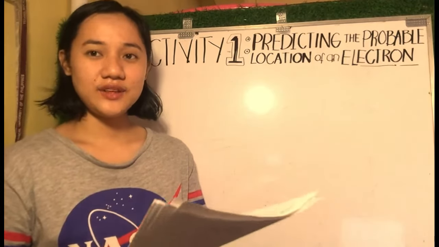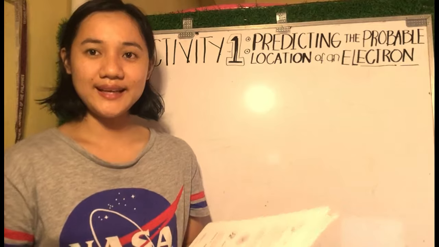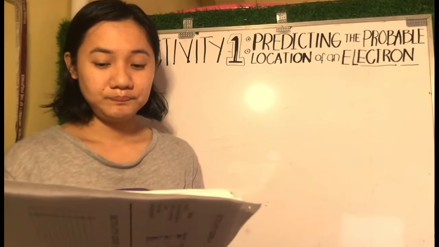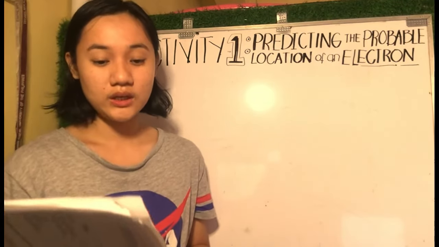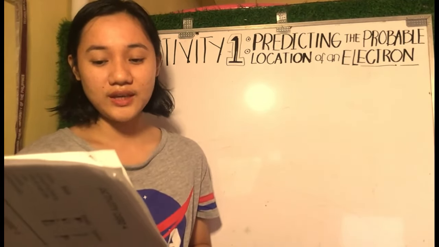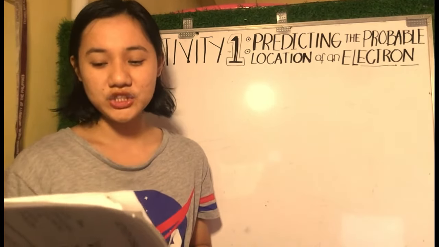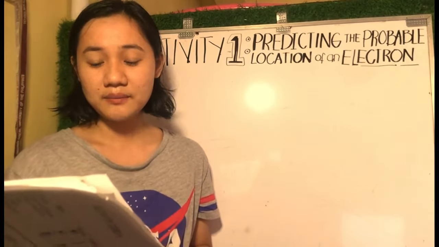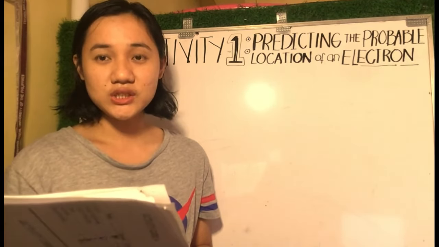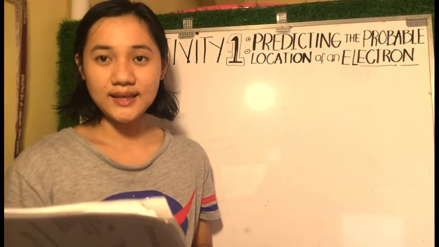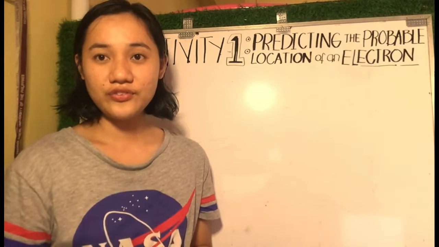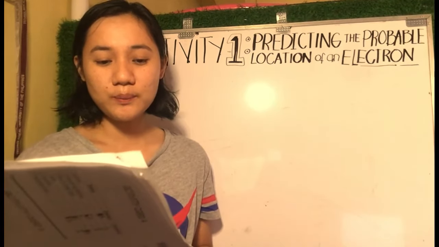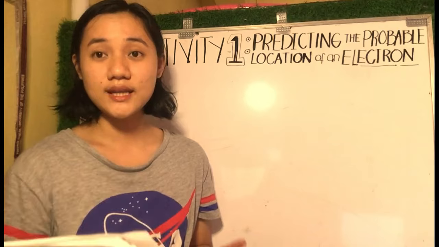Okay, so in this activity, activity number 1, entitled Predicting the Probable Location of an Electron. According to Niels Bohr, an electron is moving around a fixed orbit and it carries energy. Remember that based on our discussion last time, each orbit or each shell contains electrons, and each electron has different energy levels. Now, how can we probably find the electron outside the nucleus?